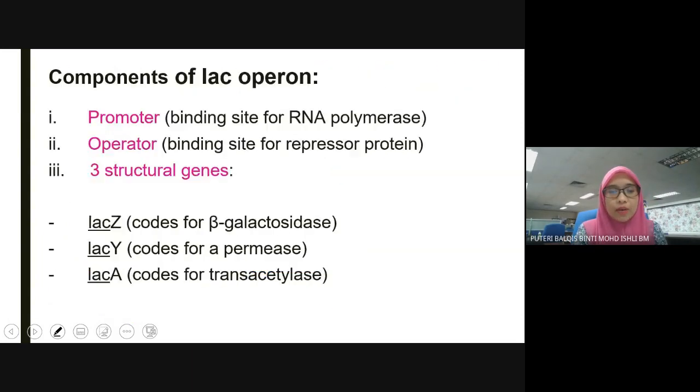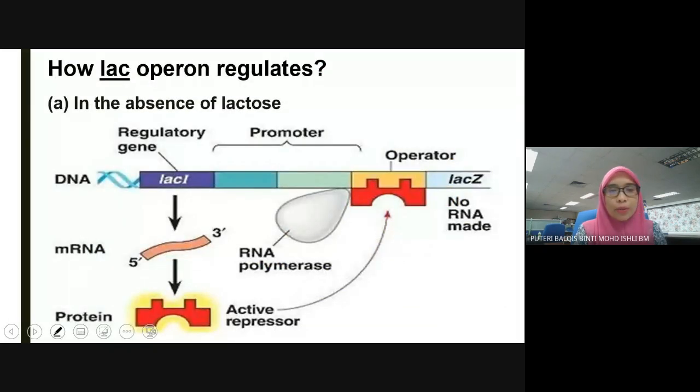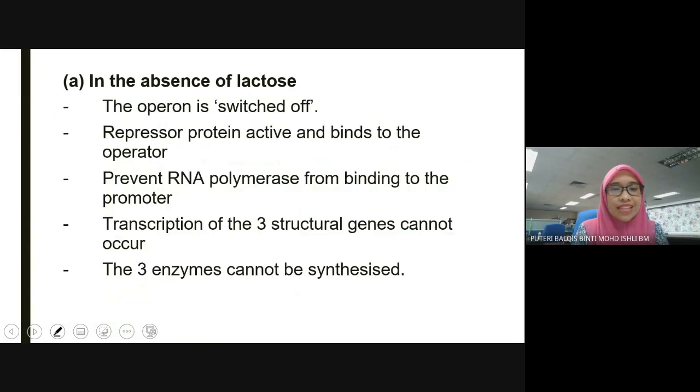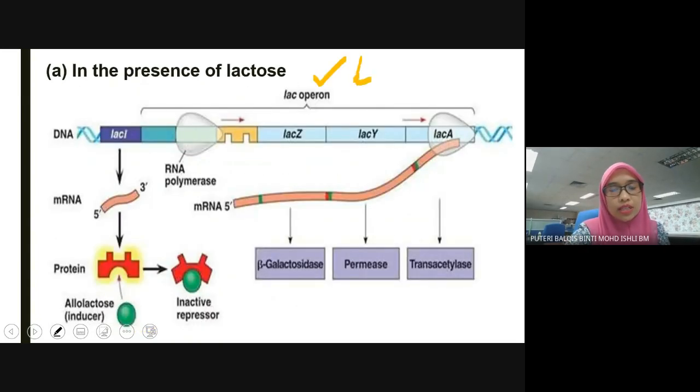So this is how the Lac Operon is regulated. There are two conditions you need to know. First, in the absence of lactose. No lactose, what happens to the operon? Switch on or switch off? If there is no lactose, it will be switched off. If there is lactose, it will switch on. So how does it switch on or off?